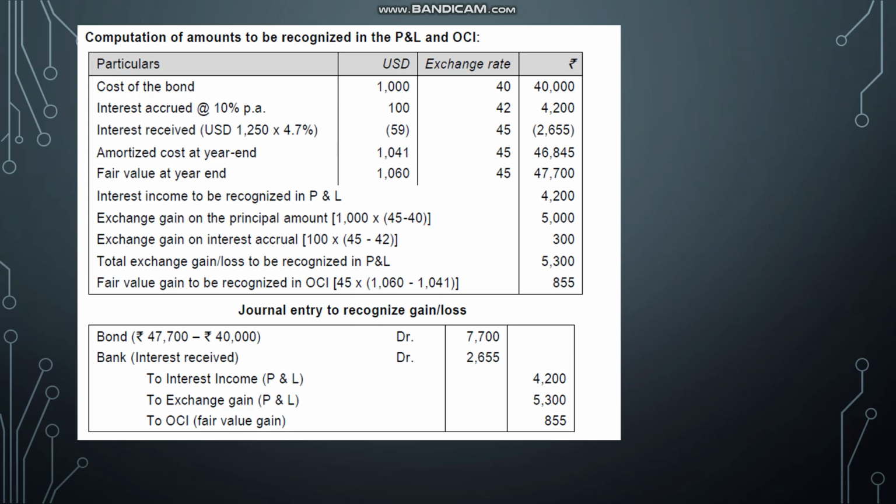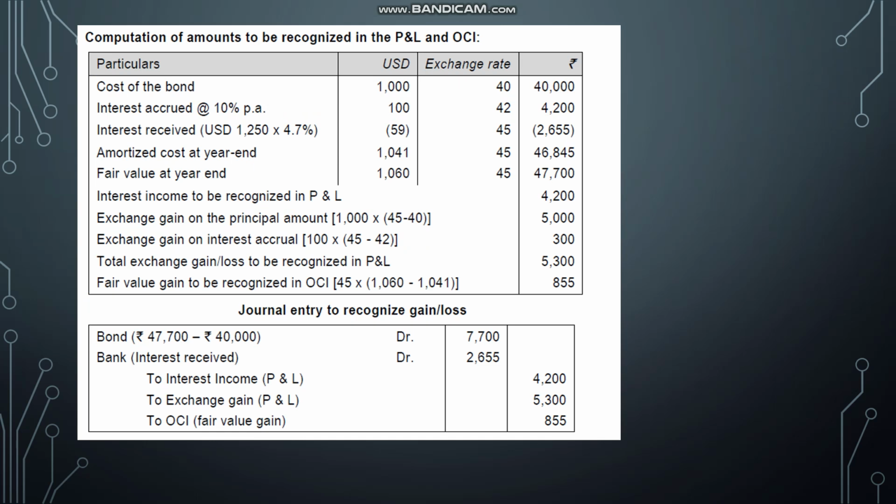Now fair value gain to be recognized in OCI. That is the difference between the fair value at year end and amortized cost at year end, that is nothing but 1060 minus 1041 into exchange rate 45 rupees. That will give you rupees 855. So now if you do till here, 4 marks will be secured.